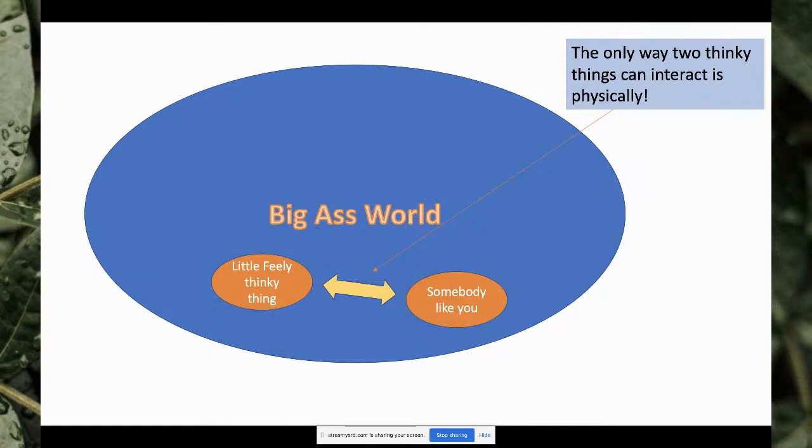So let's see this slide. The only way two thinky things can interact is physically. That's something people forget. Like we have one little feely thinky thing talking to another one, which is me and you, but we're talking through a physical medium. So the point that Wills makes in his 2015 paper for the Royal Society, I think it was Wills. No, you refer to some Kunin. I'm not sure. The point they make is that it's always physical. There's something that's always physical about information. It always has a physical embodiment.